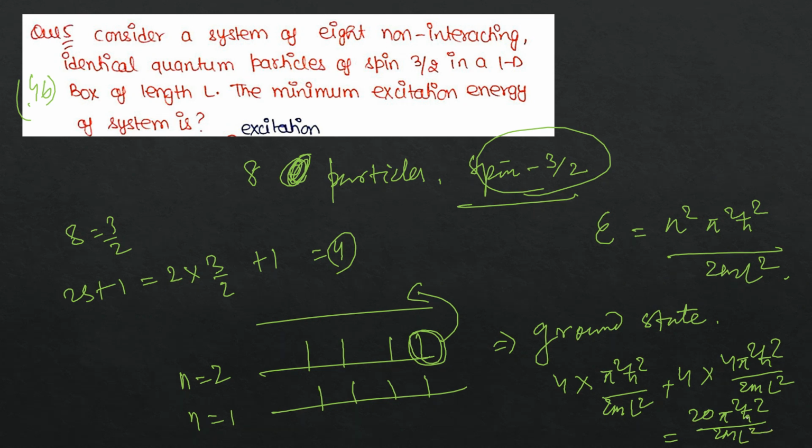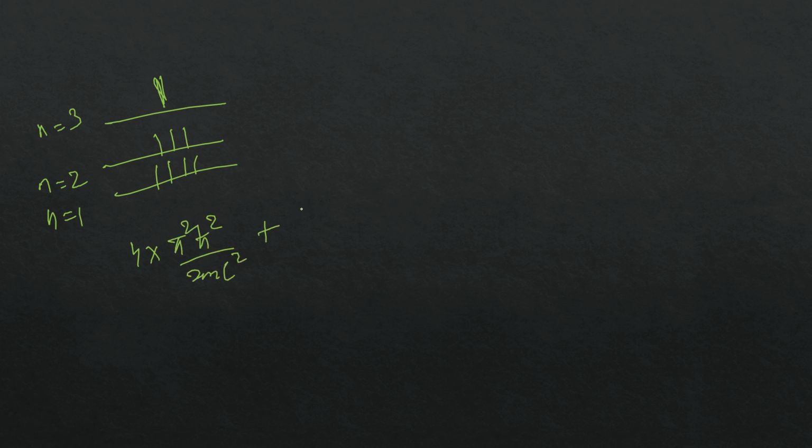Alright. Now here excitation happened. So now n is equal to 1, n is equal to 2, n is equal to 3. So again, this is 4 into pi square h cut square by 2 m L square plus 3 into 4 pi square h cut square by 2 m L square plus, what?